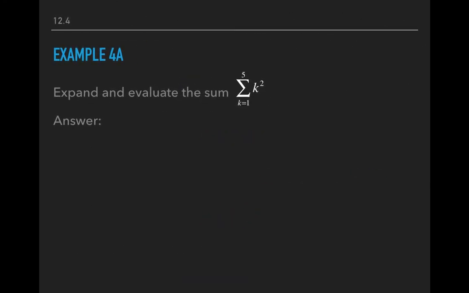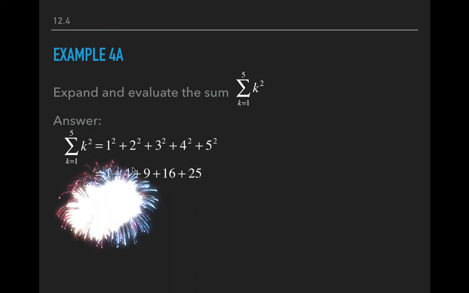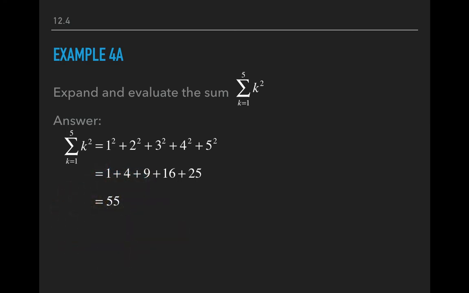Let's try some together. We're going to expand and evaluate. To expand this, we're beginning at 1. We're going to plug 1 in for k, and we're going to plug then 2 and 3 and 4 all the way to 5. So that would look like 1 squared, 2 squared, 3 squared, 4 squared, 5 squared. Square each of those. That's 1, 4, 9, 16, 25. When added, that gives you 55.